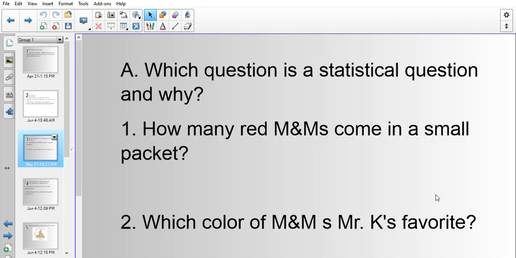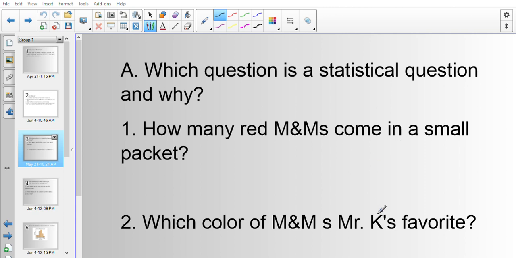So we're going to go over a couple more of these questions just to really drive this idea home. Which question is a statistical question and why? The first choice is how many red M&Ms come in a small packet. The second choice is which color of M&Ms is Mr. K's favorite. So pause the video for a second and think about which one of those is a statistical question.